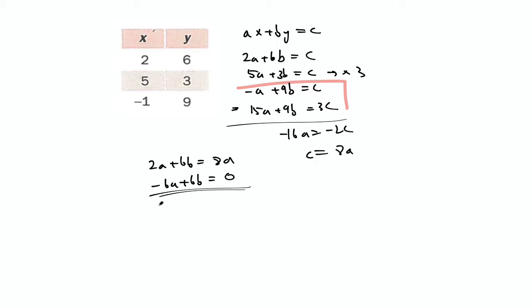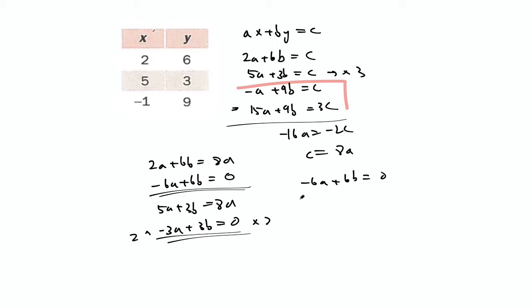And the second equation becomes 5a plus 3b is equal to 8a. Move this over. 5a minus 8a is minus 3a. So now we have these two equations to work with. Okay, and if you see here, if I multiply this one by 2 on both sides, I get this equation, which is exactly the same. And then this one becomes minus 6a plus 2 times 3, so that's 6b, okay? But notice here that we get the same equation, right?